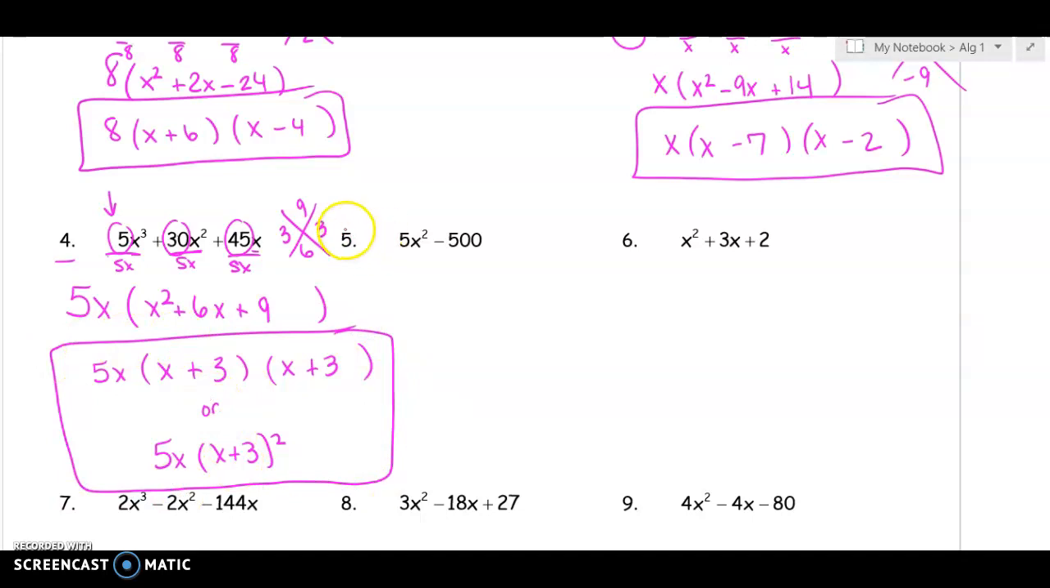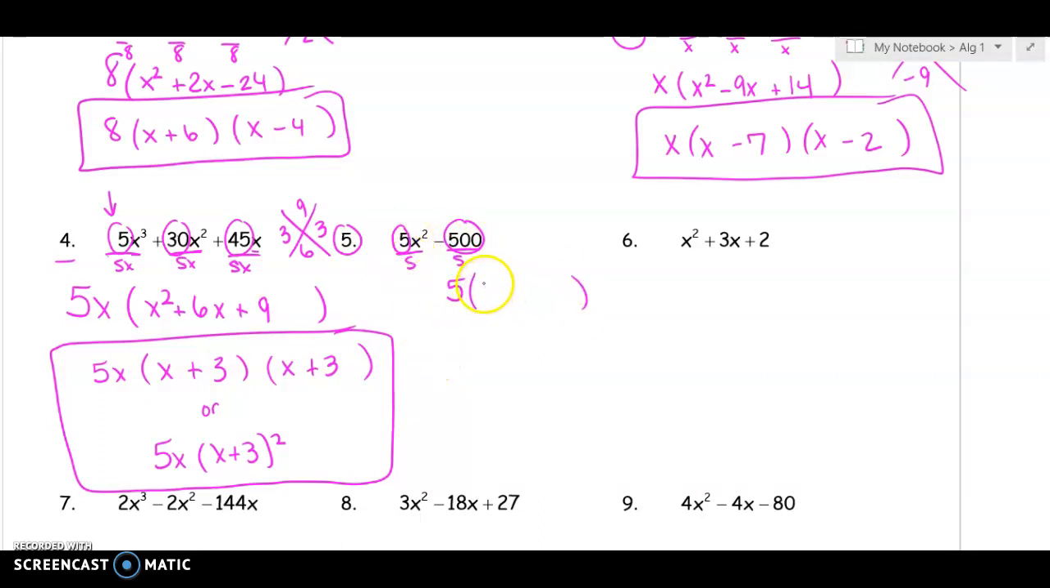All right, let's look at number 5. For number 5, you have 5x squared minus 500. If you notice, this is a 5, this is a 500. They're both divisible by 5. So 5 is going to be our GCF. There is no variable as part of our GCF because they both don't have an x. We're going to divide them both by 5 to see what goes inside the parentheses.